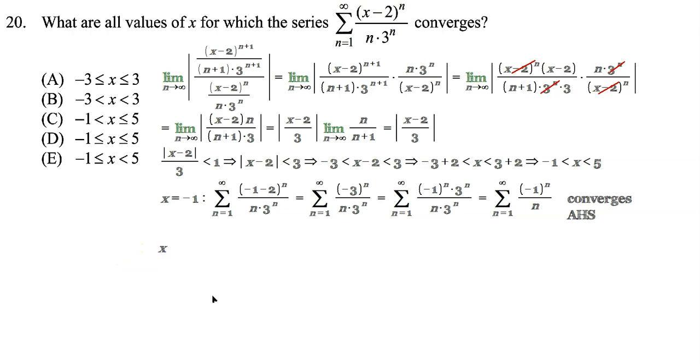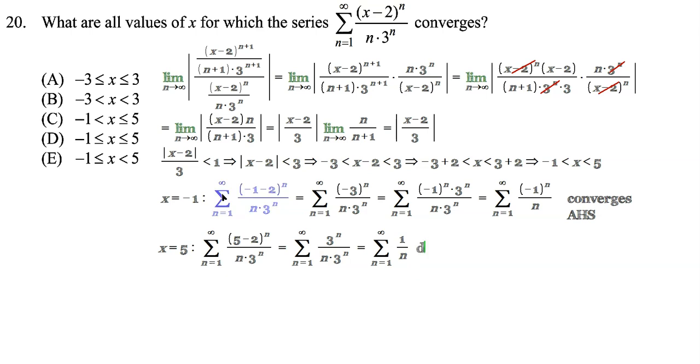The next one, when x has the value 5, the right endpoint of that interval, you're going to try it out again. So I'm going to write this down below. It's going to be not negative 1 but 5 now in this position. And then it's going to be the summation as n goes from 1 to positive infinity of 3 raised to the n over n times 3 raised to the n. The 3 to the n cancels with the 3 to the n in the bottom, and you just have 1 over n. And of course, this is called the divergent harmonic series.